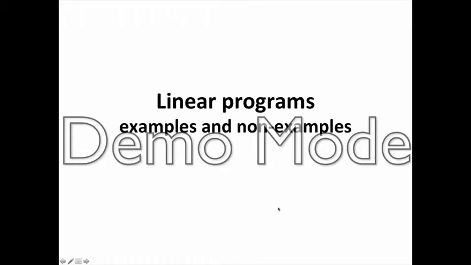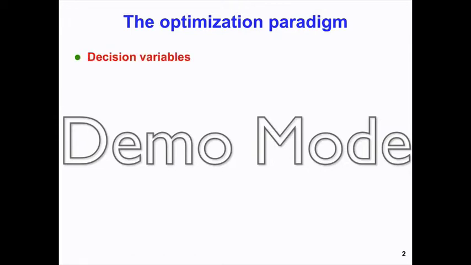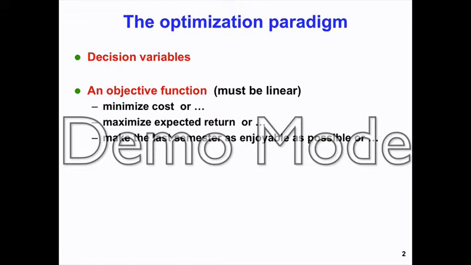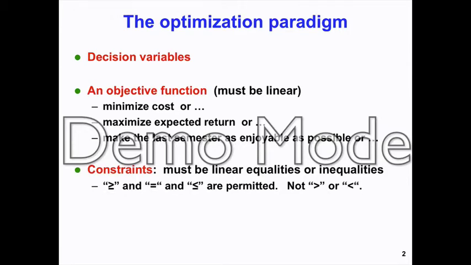Linear programs, examples and non-examples. So remember the optimization paradigm. For linear programs, we need decision variables, we need an objective function which must be linear, such as minimize cost, maximize expected return, make the last semester as enjoyable as possible. And we need constraints, which are either linear equalities or inequalities.